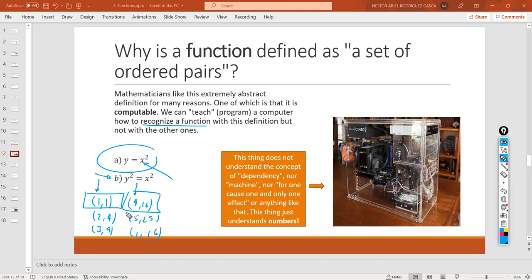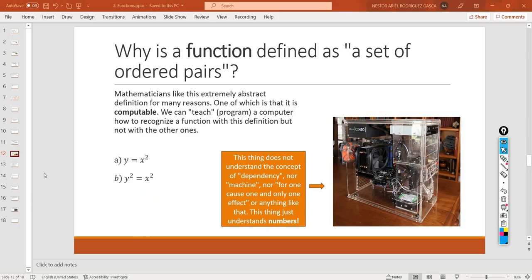So this type of definition can be programmed very easily into a computer, because this thing doesn't understand any of these concepts, dependency, or the concept of for one cause, one and only one effect. This thing doesn't understand human ideas, guys. We do, but this thing doesn't. And in mathematics, it's very important that our definitions are computable. It's extremely important, for reasons that perhaps you will know in the future when you go into college, into scientific careers or anything.